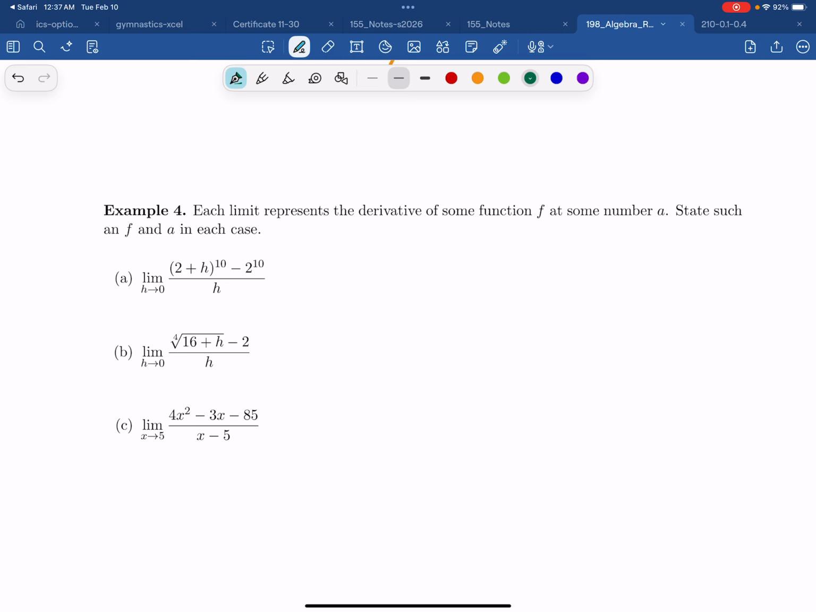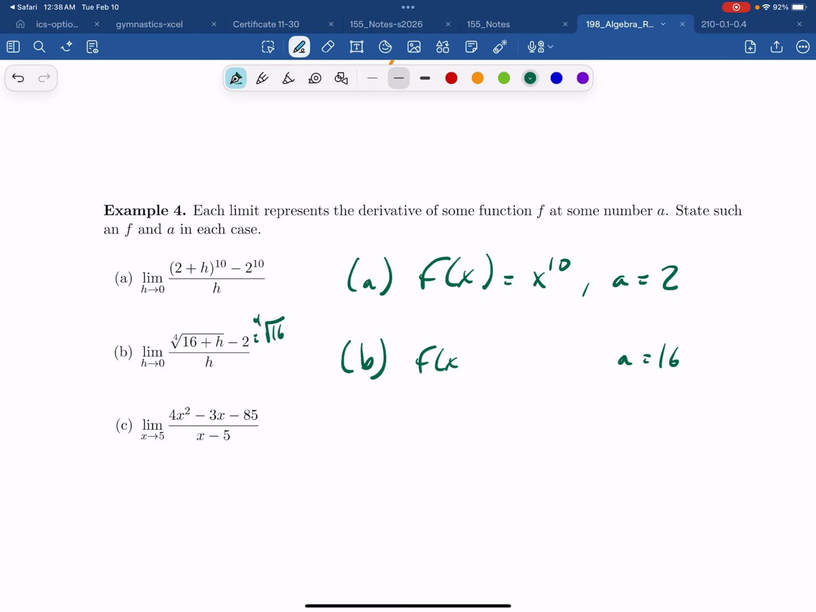So for part A, you might notice that it looks like whatever we're doing, we're raising something to the 10th. So you might figure that f of x equals x to the 10th. And well, what's the x value in question? It's 2. So there you go. How about part B? A little bit tricky right here, but if you notice that, well, what happens if a equals 16? Well, I guess 2 really is the 4th root of 16 if you think about it. And so f of x is the 4th root of x.